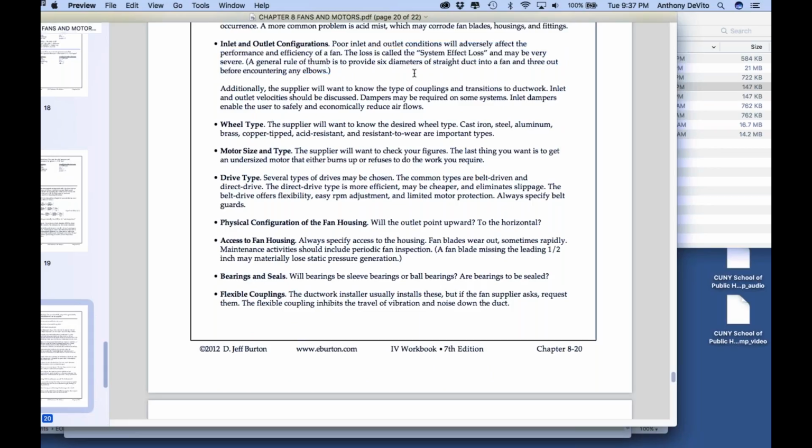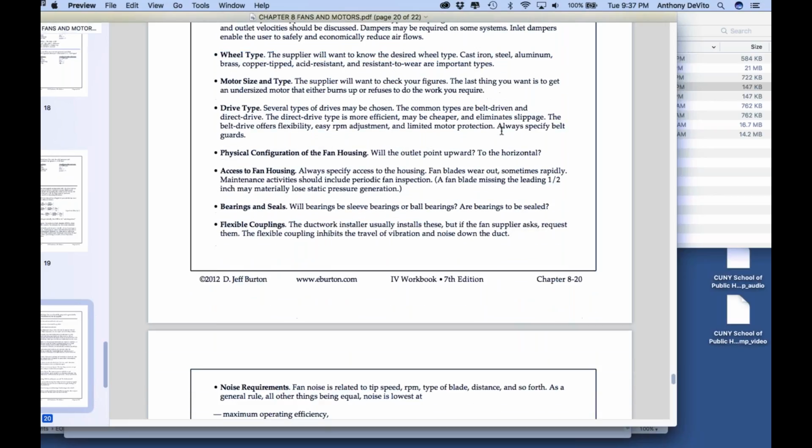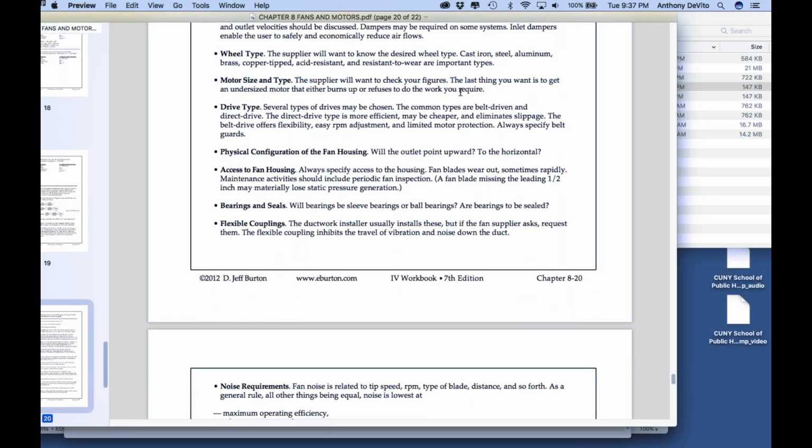There may be options on the fan. You may be able to order it with different size collars and different connectors and so on and so forth. You may be able to order it so that it comes in one side and goes straight out, or you may get it from the right angle and go straight up. Wheel type, what material, for instance, what motor and size, which we just figured out how to calculate. What drive type, is it going to be pulley or direct drive? Physical configuration of the fan housing.